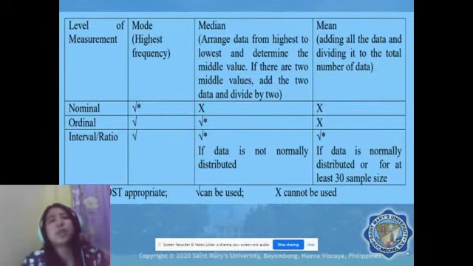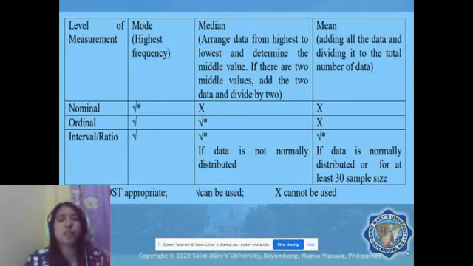So what needs to be considered when we are determining what is the appropriate measure of central tendency? In our previous discussion, we had a review of the level of measurement or the scale of measurement, namely the nominal, ordinal, interval, or ratio.